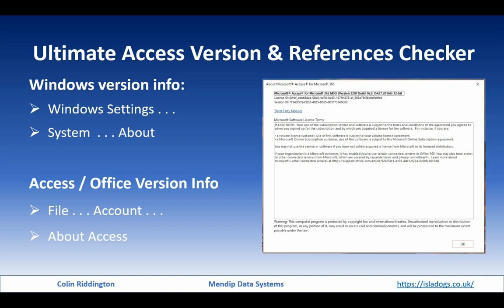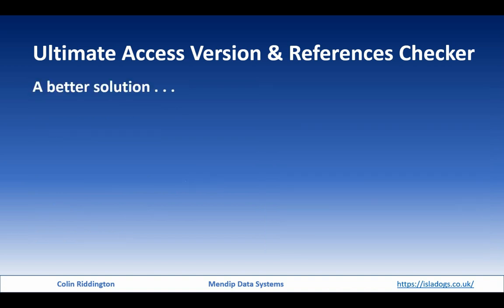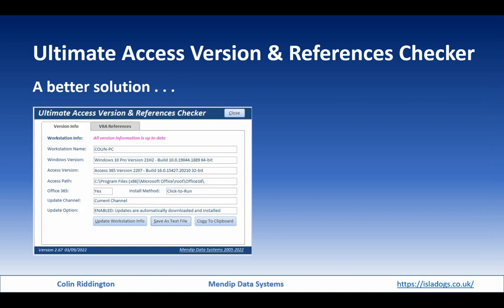Unfortunately, there is no easy way of getting all of that information. Some of it you can get from VBA, but not all of it. So what I've done is I've created a better solution. I've got a form with two tabs, one of which has the version info, workstation name, Windows version, full details, the actual name of the Windows version you've got, plus the build and the bitness, the Access version, same again, where it's actually installed, whether you've got Office 365 or not, whether it's click-to-run or the older MSI method, and if you are on a more modern version of Access, then which update channel are you using and have you got that switched on or not. And that information can be collected in just a few seconds.